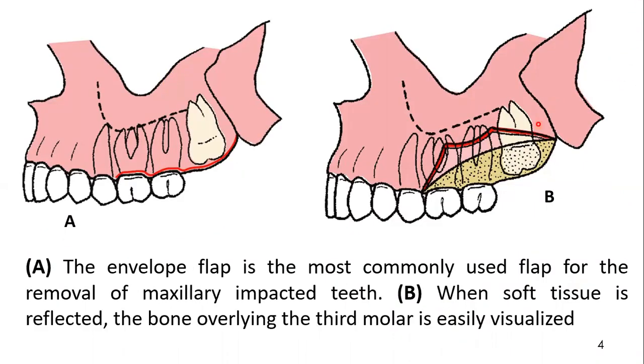Now here you can see another diagram. This is an envelope flap. It starts from the maxillary tuberosity area, continues towards the distal aspect of the second molar, around the necks or in the gingival sulcus, and it will reach the mesial aspect of the first molar, where it ends. In B, it has been reflected, and you can see that when the soft tissue is reflected, the bone overlying the third molar is easily visualized. This envelope flap is the most commonly used flap for removal of maxillary impacted teeth, and it is also most commonly used for the mandibular teeth as well, as we discussed in previous videos.